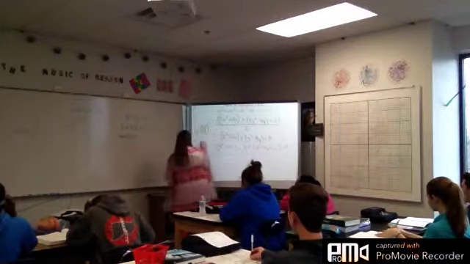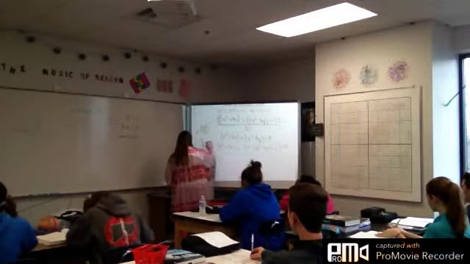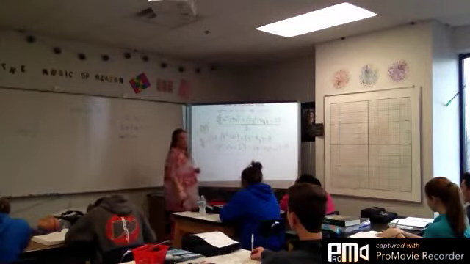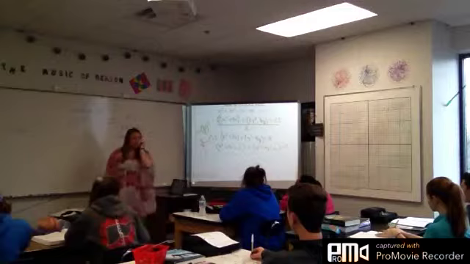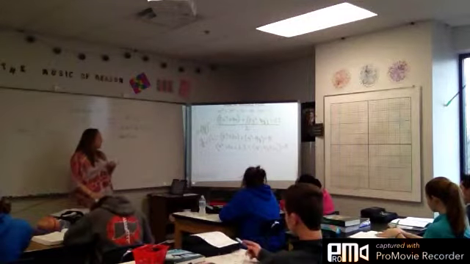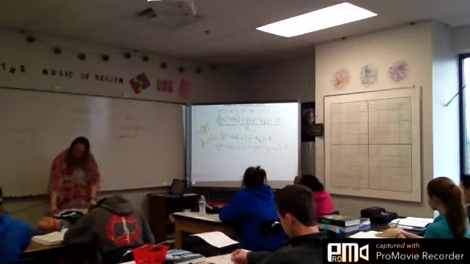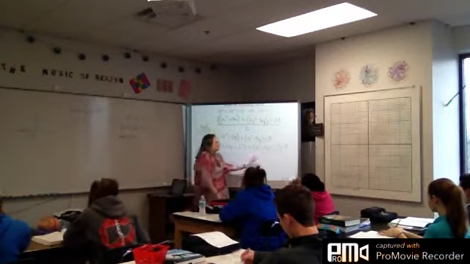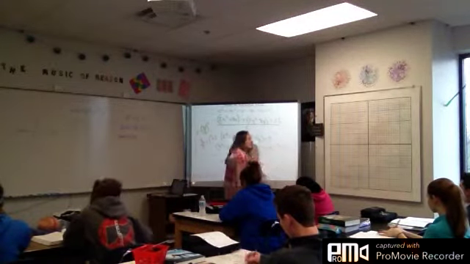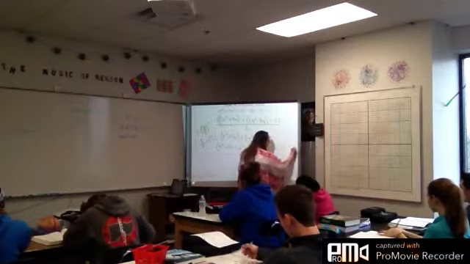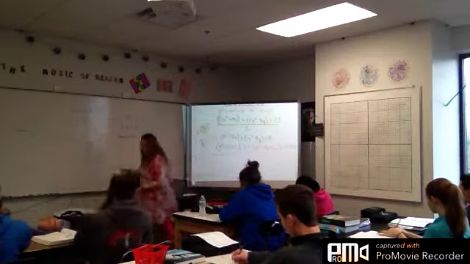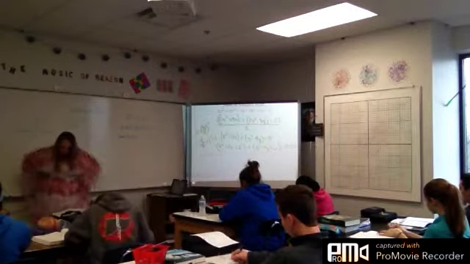What is 2 divided by 2? 1. And what is 1 squared? 1. So this gets a 1 there. Here's the deal. If I add a 1 to this side, what do I need to do to this side? Add a 1. So I'm going to add a 1 over there as well.